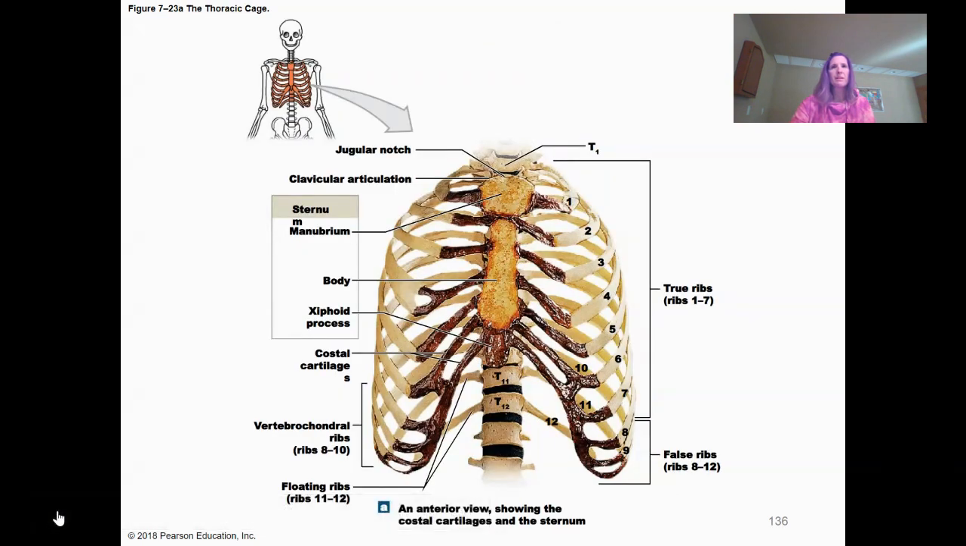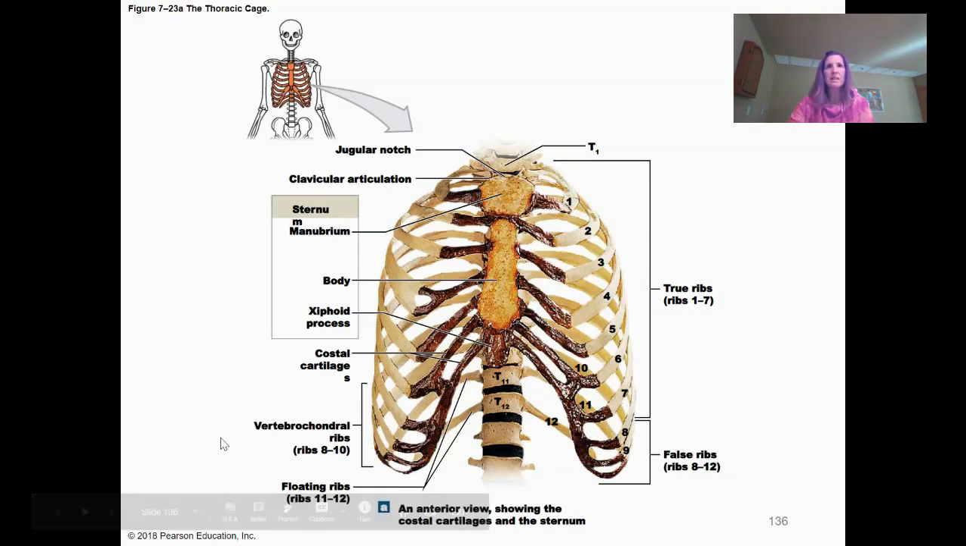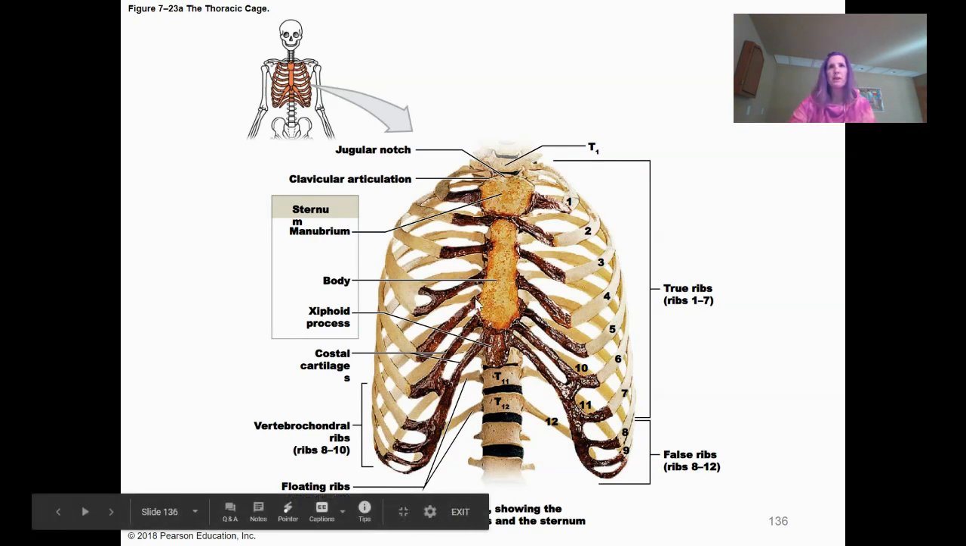Whoops, let me go back. All right, that wasn't showing up there for a second. So here, you can pause the video and go ahead and make sure you label your packets. I'm going to go over the parts here.